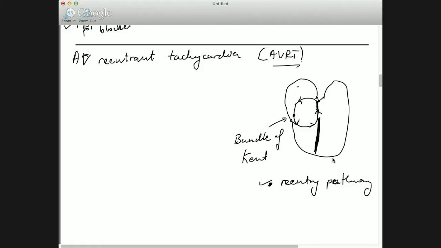The other two criteria, which are a region of unidirectional block, and an adequate amount of time for the wavefront to do a full loop of the re-entry circuit to allow time for repolarization, depends on the heart, but from time to time, those two criteria can be transiently fulfilled. So Wolff-Parkinson-White syndrome potentiates, at intervals, episodes of AV reentrant tachycardia.